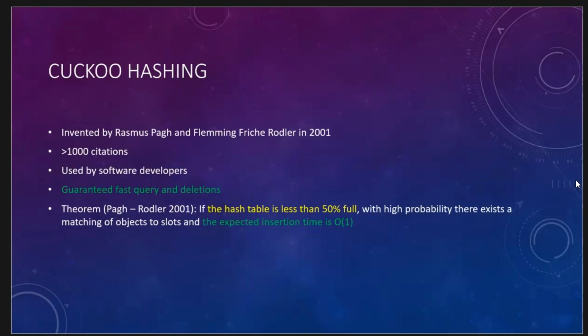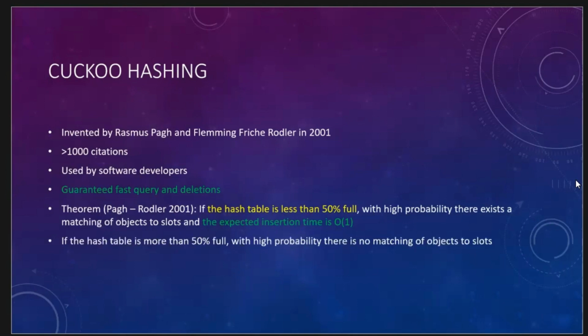On the other hand, if your hash table is more than 50% full, then probably there's not even an assignment of objects to slots.